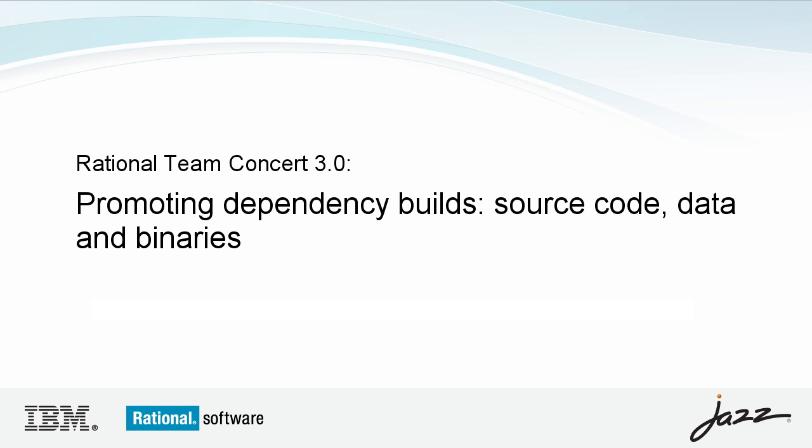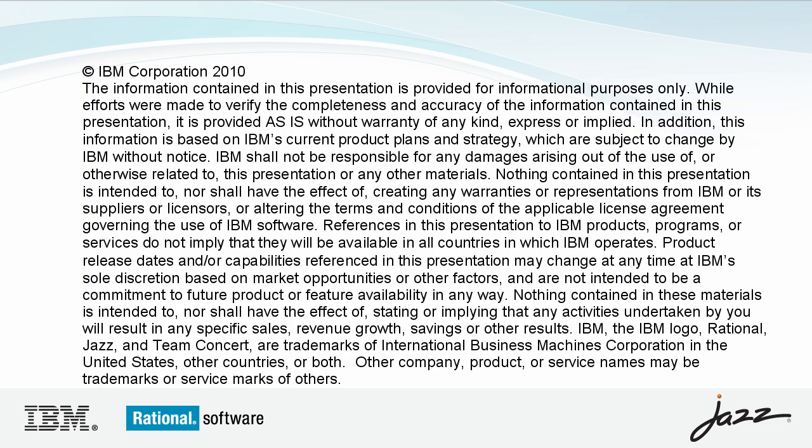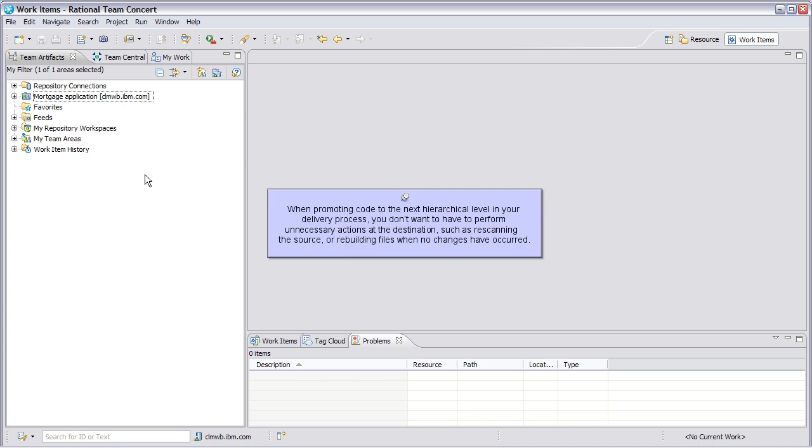In this demo, you will learn how to promote source code data and binary executables. When promoting code to the next hierarchical level in your delivery process, you don't want to have to perform unnecessary actions at the destination, such as rescanning the source or rebuilding files when no changes have occurred.